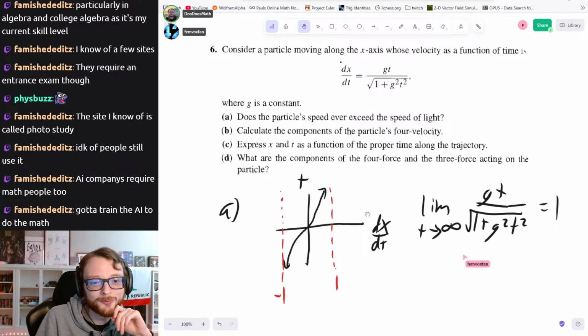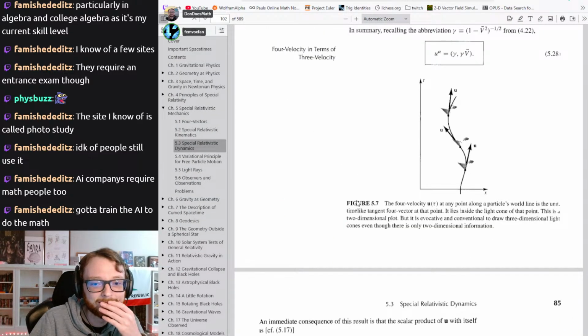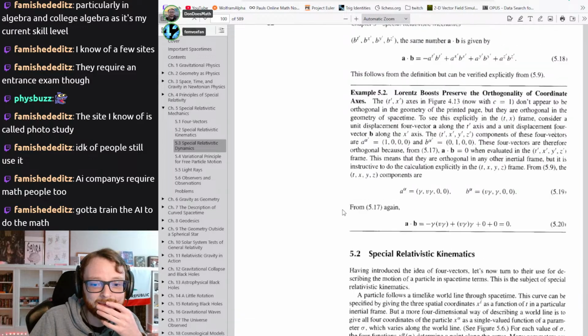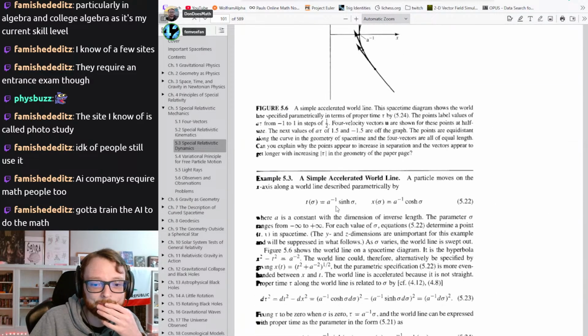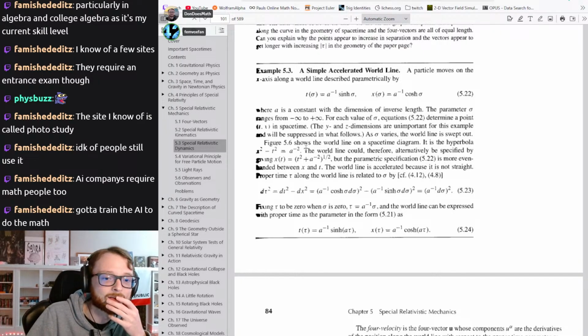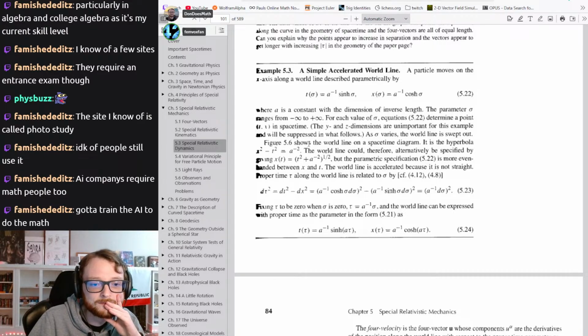Calculate the components of the particle's four-velocity. We have to parameterize this in tau, is maybe the task here? Oh yeah, isn't that how they did it in that other example, Example 5.3, the one we were just looking at? They picked a parameter, sigma. Yeah, this is kind of like that business of arc length parameterization.